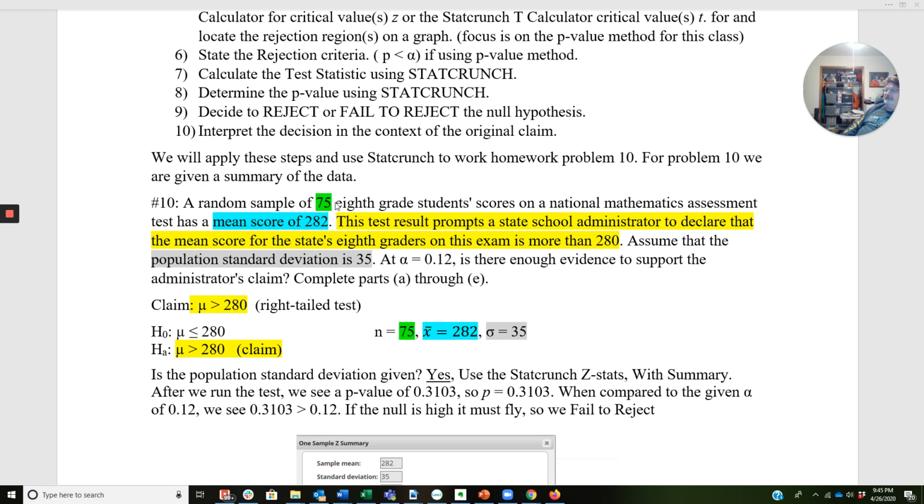N equals 75, we see the green. X bar, the sample mean, is 282, which is given here. And the population standard deviation, which is sigma, is given here. So is the population standard deviation given? Yes. So we're going to use the Statcrunch z-stats, and we're going to use the summary option because we have a summary of the data.